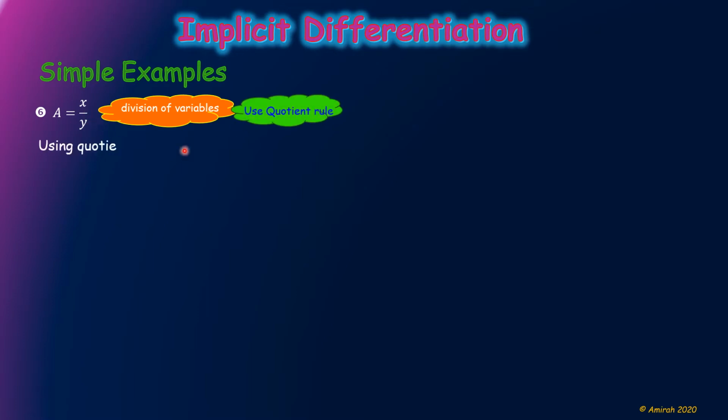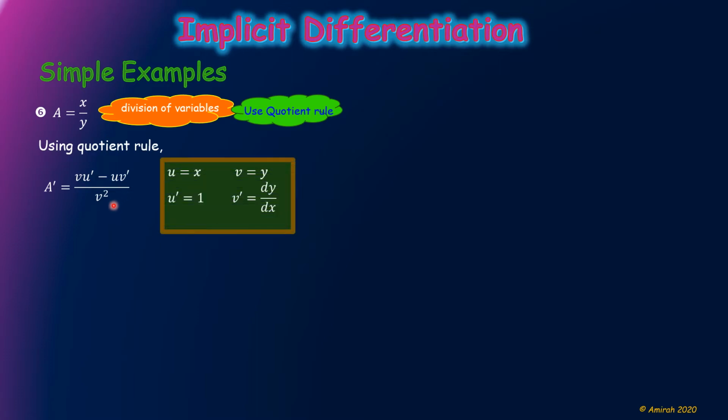Using the quotient rule, we differentiate A, it becomes A prime equals to the quotient rule formula: VU prime minus UV prime over V squared. We define U equals X and V equals Y. When we differentiate X, we have 1, and when we differentiate Y, we have dy over dx. After that, we substitute into the quotient rule formula.